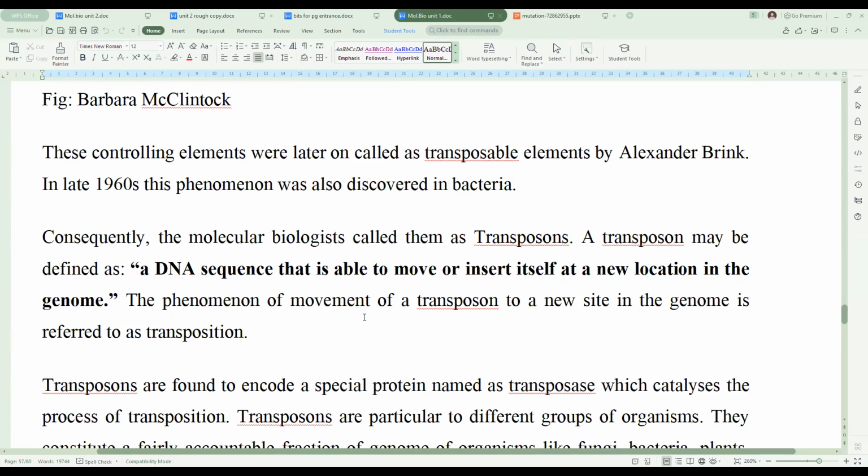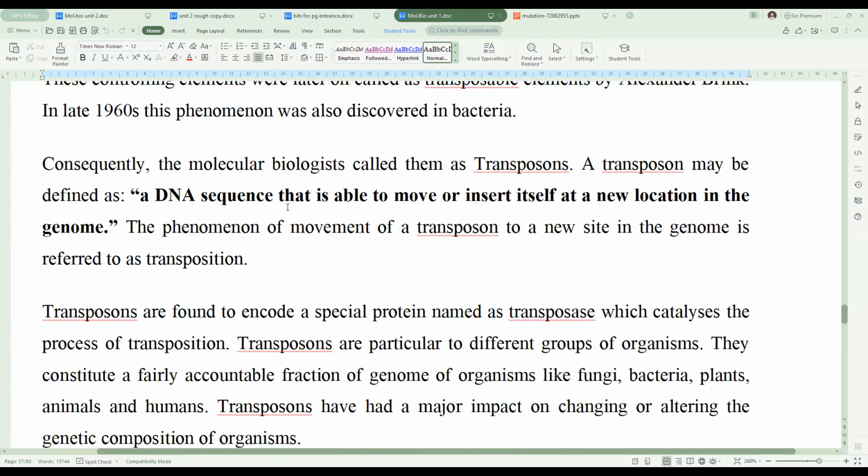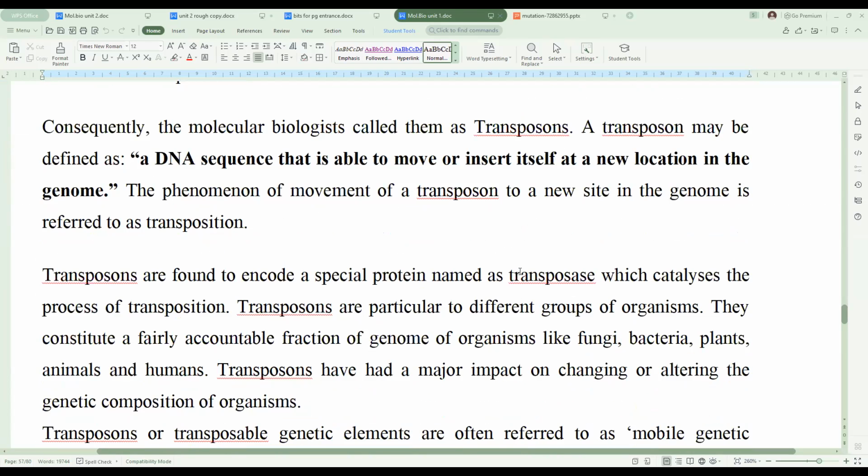In which organism did Barbara McClintock identify these transposons? It is maize. One more possible question: in which organism were these identified? It is maize. And this is Barbara McClintock. It can be defined as a DNA sequence that is able to move or insert itself at a new location in the genome. Means it is moving, it is jumping from one place to another.